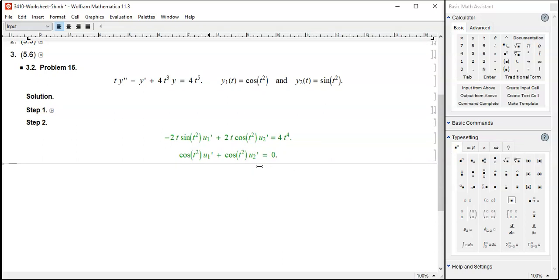Okay, which one shall I get rid of? Let's get rid of u1 first. We have two opposite signs, so that looks a bit easier to remove. So let's set these two coefficients the same. How do I do that? Multiply by this thing, 2t sine of t squared, here, and this thing, cosine of t squared, over there. And that's what we're going to get.